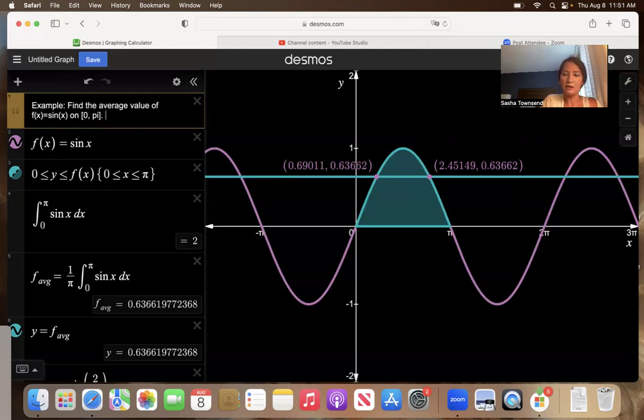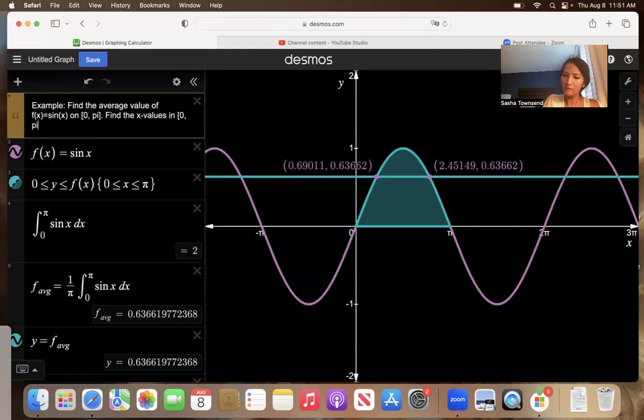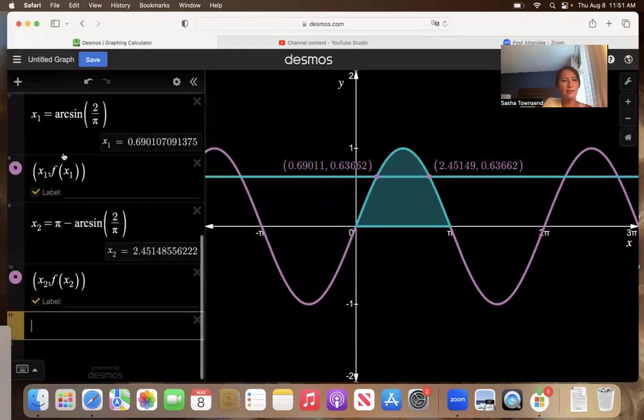And then we were also asked to find the x values. How did it say it? Find x values in 0 to pi such that f of x equals f average. And the x values were these two. So that's a simple application.